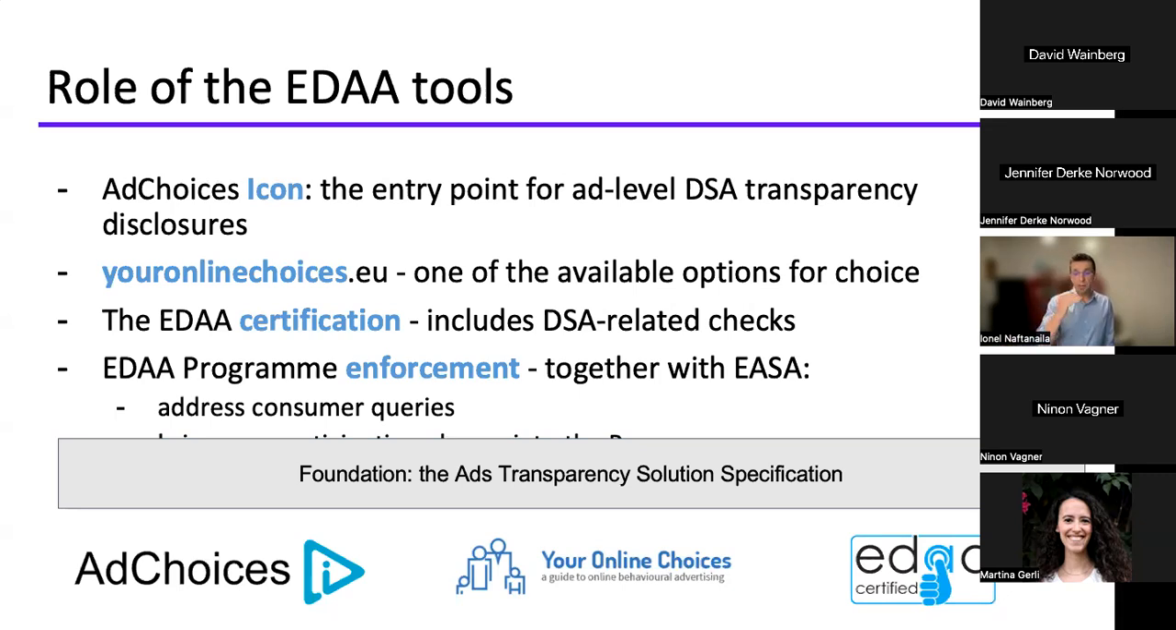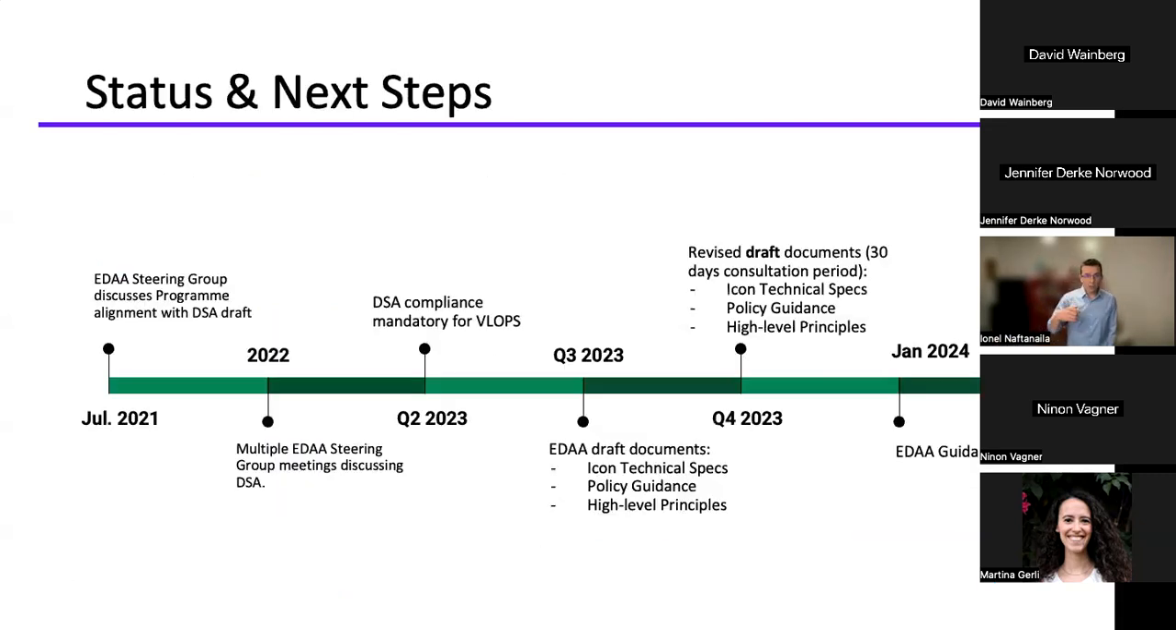And of course, at the basis, and this is why this is put at the bottom of the slide, the foundation is really the AS Transparency Solution Specification, as explained by Rowena and by Jen and by David, to allow the transfer of information between the parties that are part of the transaction. So moving on to the next slide. From our point of view, the status and the next steps.